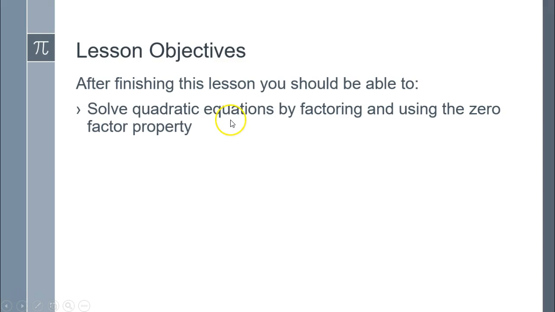Now up until this point we've worked with quadratic expressions. They don't have an equal sign involved, it's just a standalone expression. But we're going to work with solving quadratic equations by factoring and using the zero factor property.